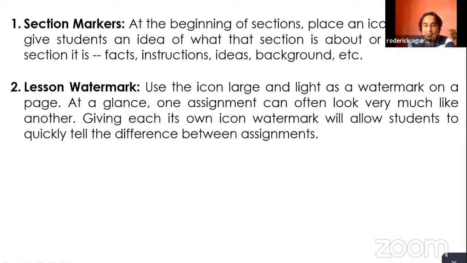At a glance, one assignment can often look very much like another, so giving it its own icon watermark allows students to quickly tell the difference between assignments. May mga watermark po nag-iiba-iba. Bakit po maganda po yung lesson watermark?